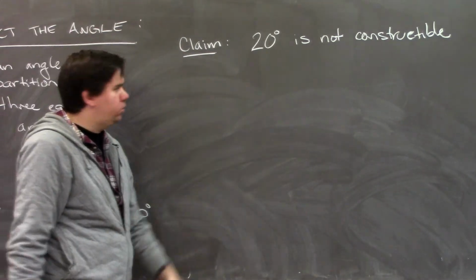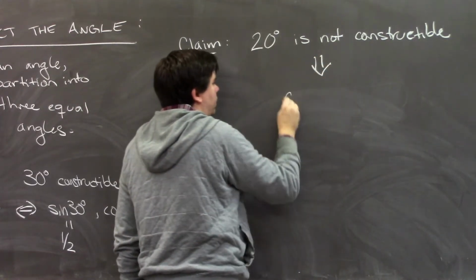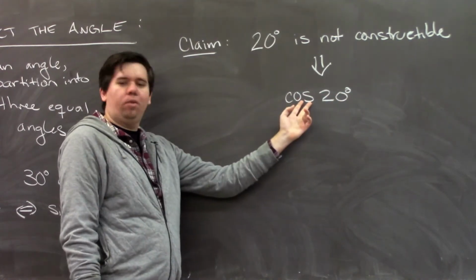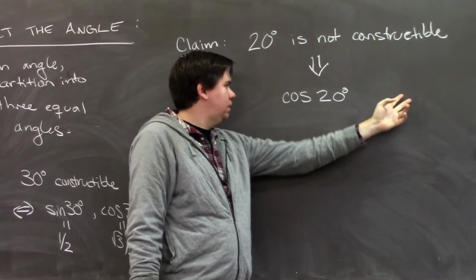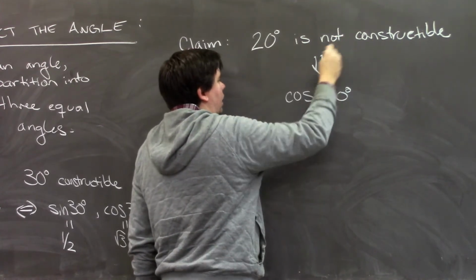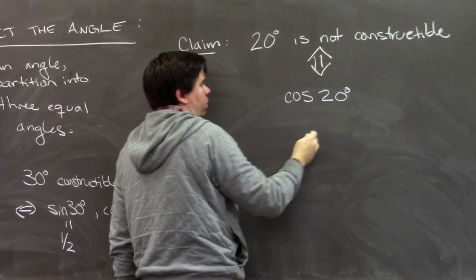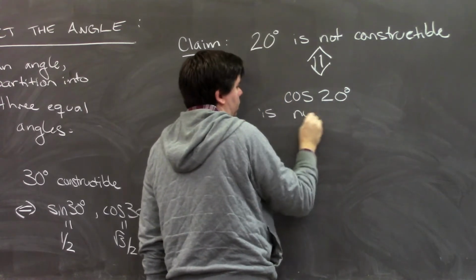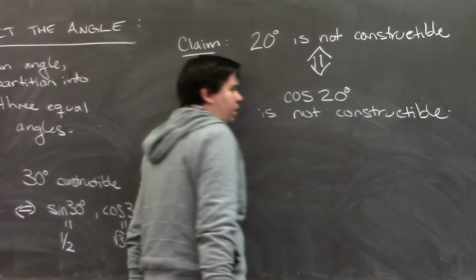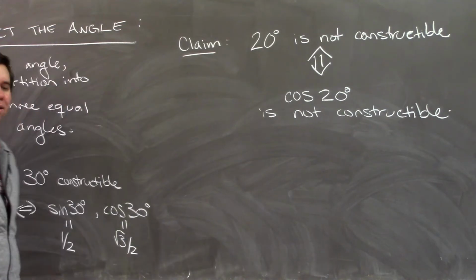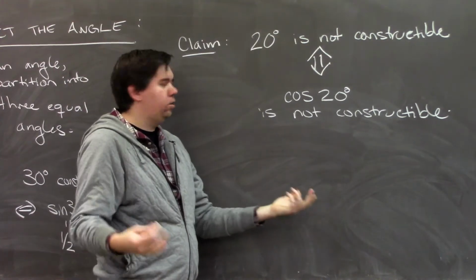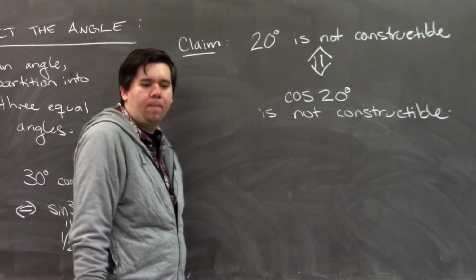Well, if 20 degrees were constructible, that would tell you that cosine of 20 degrees is constructible. And if you can make cosine of 20 degrees, you can also make sine of 20 degrees, because sine and cosine are related by a quadratic. So really, showing that 20 degrees is not constructible is equivalent to showing that cosine of 20 degrees is not constructible. So this is what I'm going to prove: that there are some angles you can't construct. And since we can construct a 60-degree angle, you can't trisect a general angle, or else you would have a contradiction. Okay.